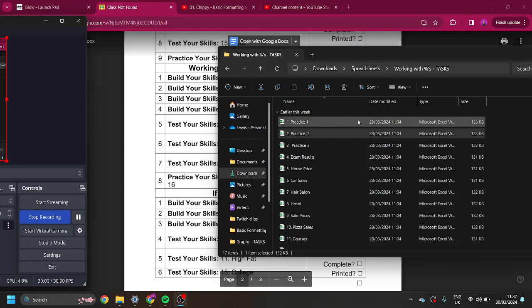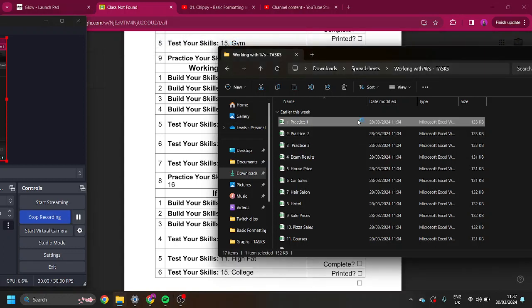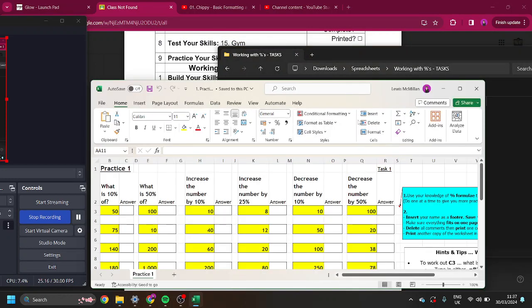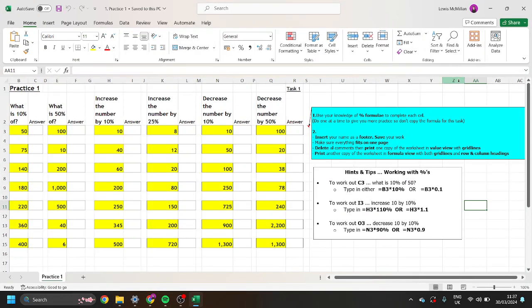I'm going to be looking at practice 1, 2 and 3 in this video. Use your knowledge of percentage formula to complete each cell. The first thing we're being asked to do is to find 10% of each of these numbers in this column. So we'll start with 10% of 50.